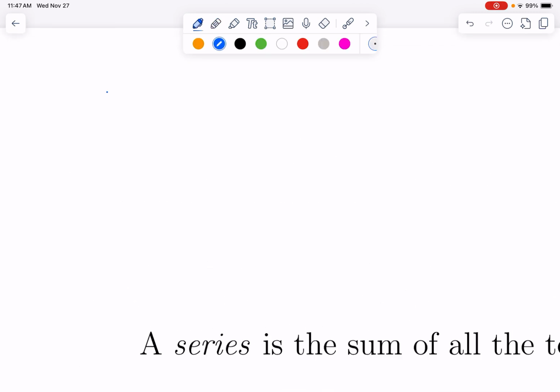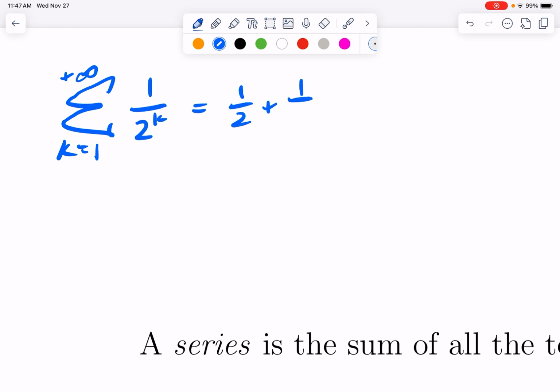So suppose I have the summation as k goes from 1 to infinity, that's an implied positive infinity, of 1 over 2 to the k. So this means 1/2 plus 1/4 plus 1/8 plus 1/16, etc.